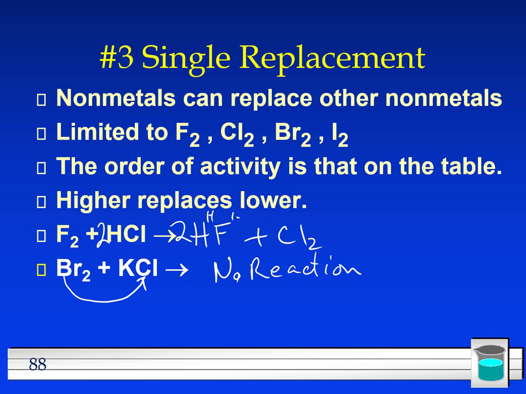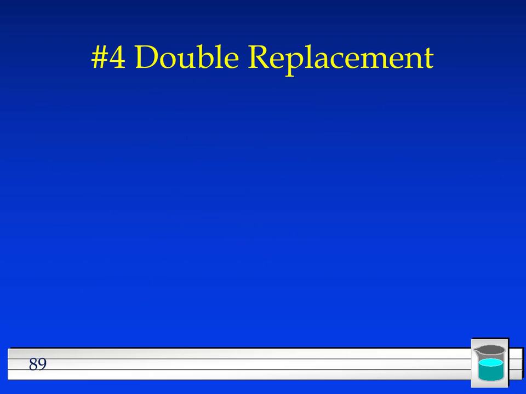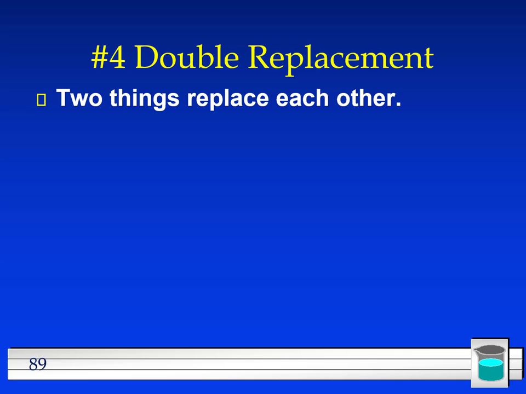Surprise, surprise. Okay. The fact that they called the first one single replacement implied that there was another kind of replacement, and it's double replacement. This is where the things that replace, replace each other. So they swap partners.